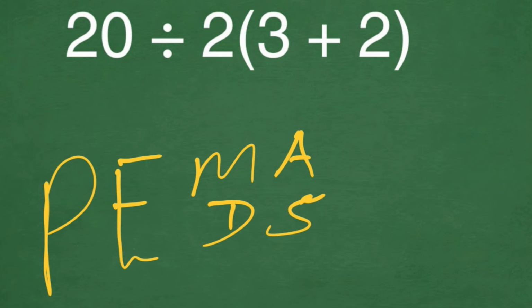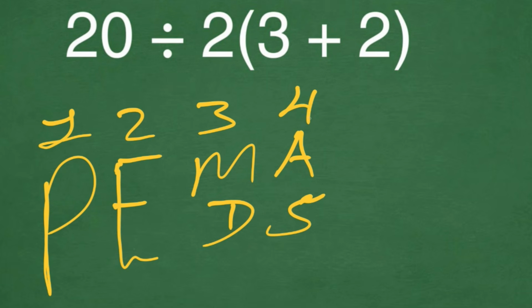So according to this rule, the first thing to solve is parentheses, right? P stands for parentheses, and E stands for exponent, and the second thing to solve is exponent. And the third thing to solve is M and D, which is multiplication or division, right? Multiplication or division. And finally, we have to solve addition or subtraction. So parentheses is priority number 1, exponent is priority number 2, multiplication or division is priority number 3, and finally addition or subtraction is priority number 4.